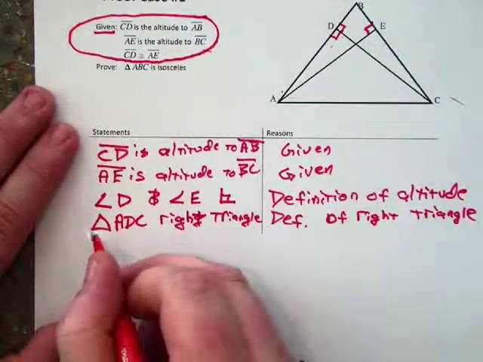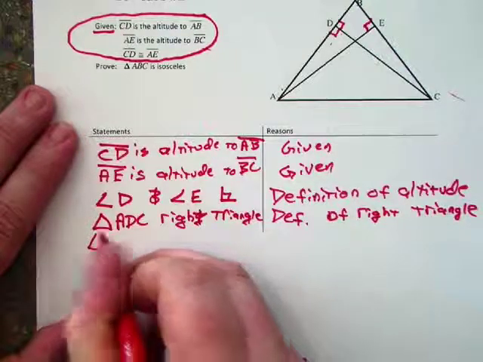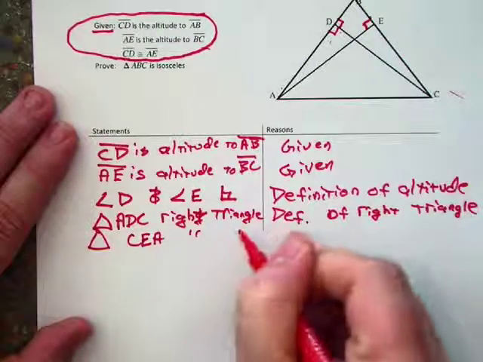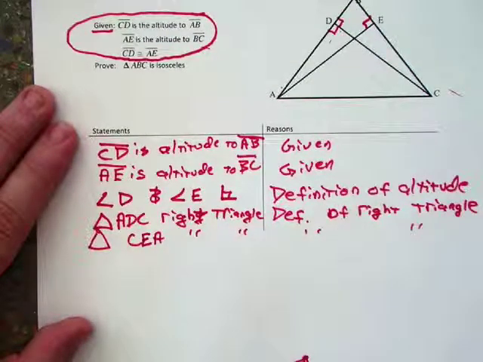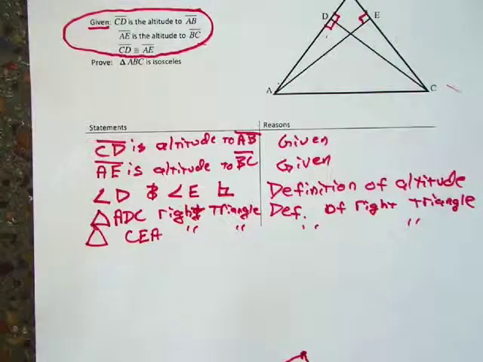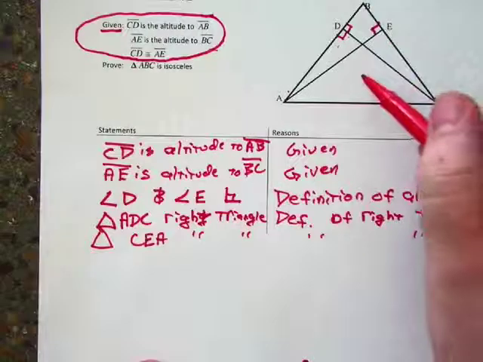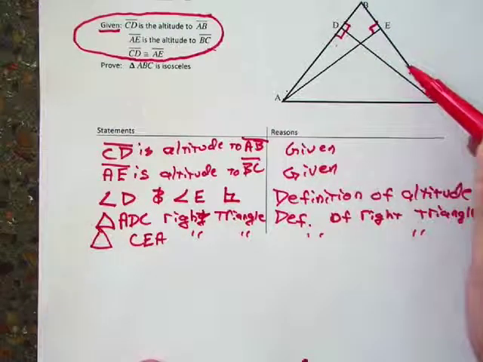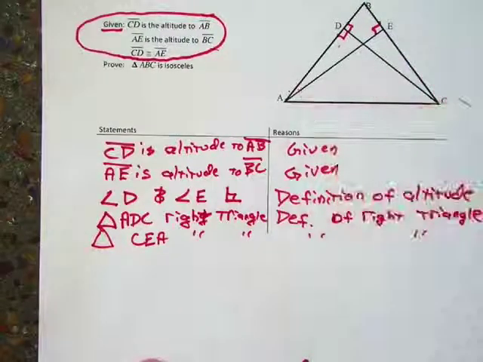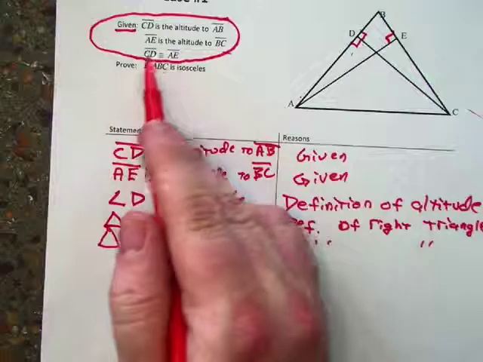Okay, same thing for triangle CEA. It's also a right triangle for the same reason. Okay, now, what does that tell us? Well, if we look at line CD and AE, we can see that this triangle and this triangle are congruent triangles. Okay, they're congruent, and we know that they're congruent because of that right there.